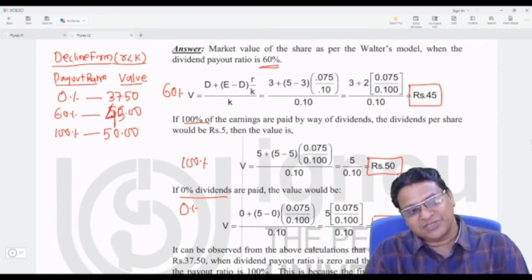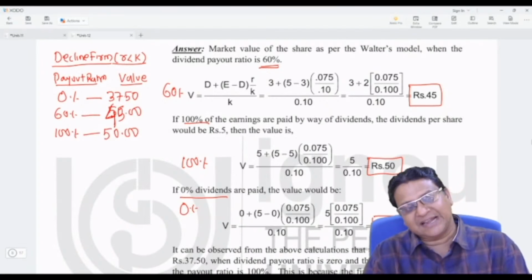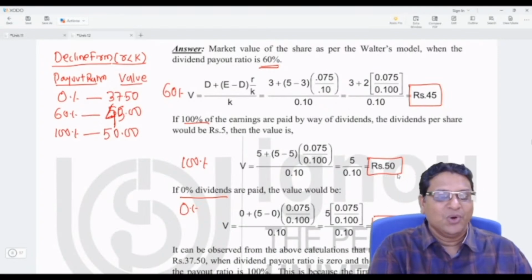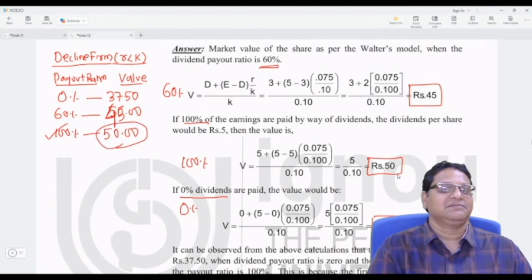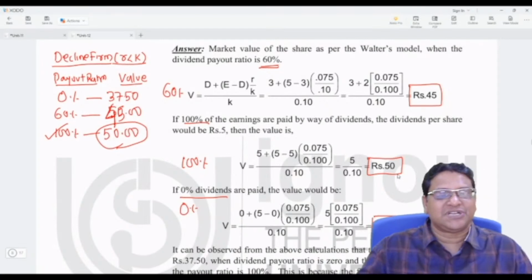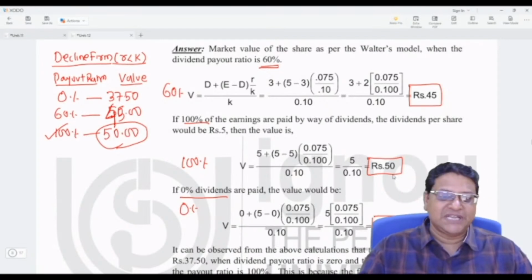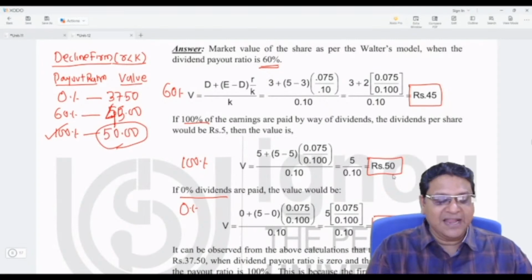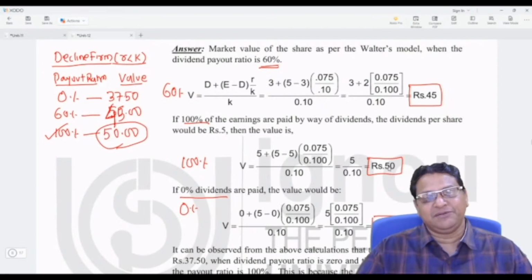And this particular concept is known as a decline firm. In case of a decline firm, the best payout ratio, where the value of the firm is maximum, is 100%. That means a decline firm should pay 100% dividend. So we have seen a growth firm should pay 0% dividend, a decline firm should pay 100% dividend.